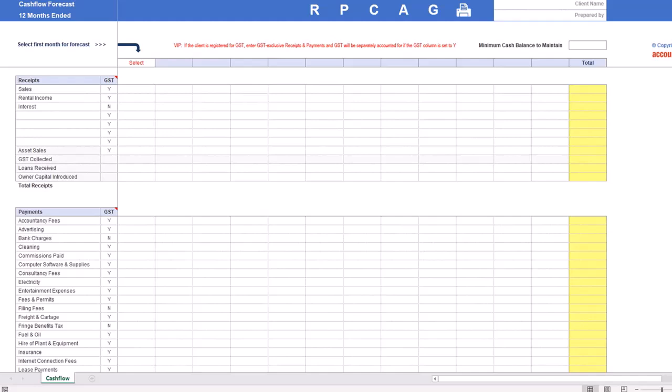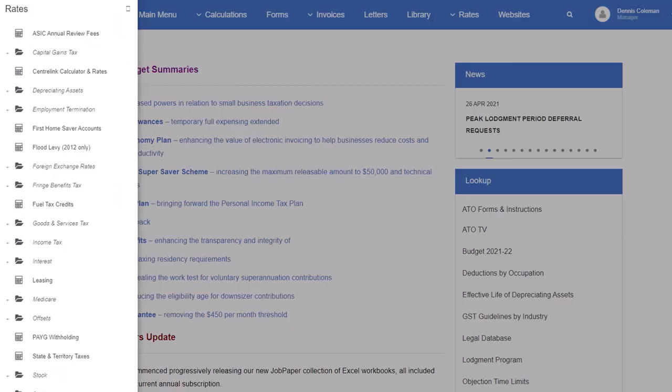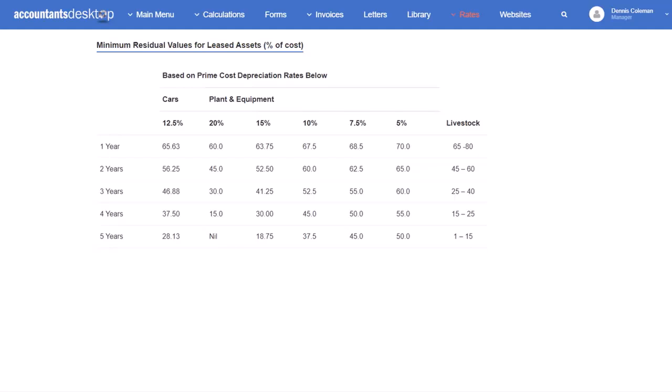He receives a call from a client who is leasing a new motor vehicle. He has been told that there are minimum residual values for the lease to be accepted by the ATO. Roger goes to Rates, Leasing to get those figures to pass on to the client.